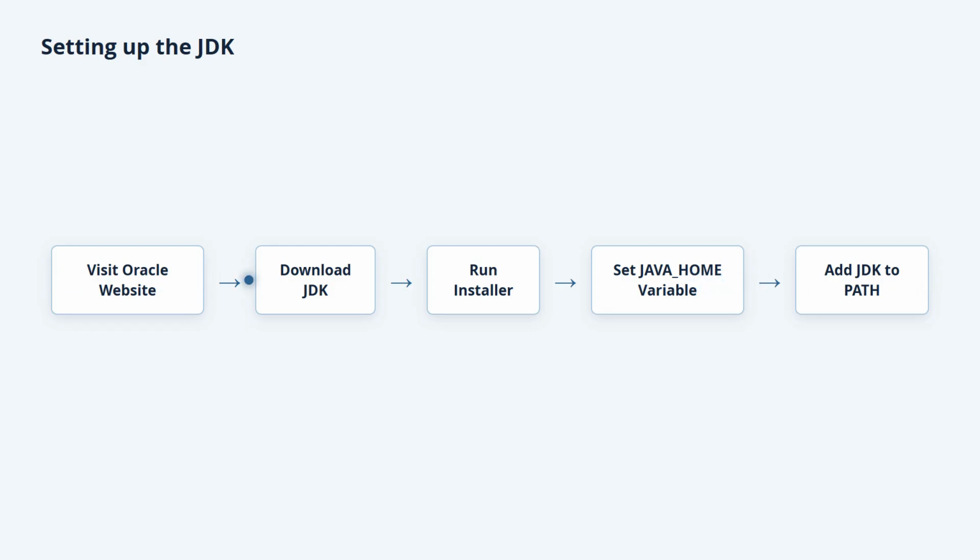For Windows users, search for Environment Variables in the Start menu, then click on Edit the System Environment Variables. Under the System Properties window, find the Environment Variables button. Here, you'll need to create a new variable called JAVA_HOME and set its value to the JDK installation path. Finally, add the JDK's bin directory to the Path variable. This allows you to run Java commands from any command prompt. With that, you're ready to start coding in Java.